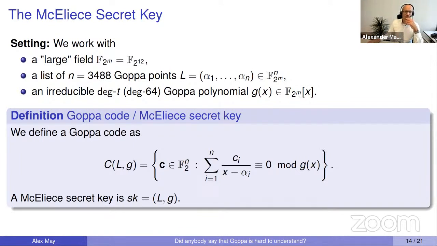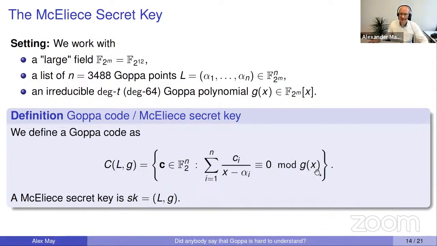So let me define what a Goppa code is now. And you see, actually the definition is very brief and maybe also simple. Given these Goppa points, let's say alpha_1 to alpha_n, and our Goppa polynomial g(x), the set of codewords is the set C such that the coefficients of C, so the entries of C, satisfy this simple equation. The sum over the c_i's times 1 over the linear polynomial (x minus alpha_i) is 0 mod g(x).